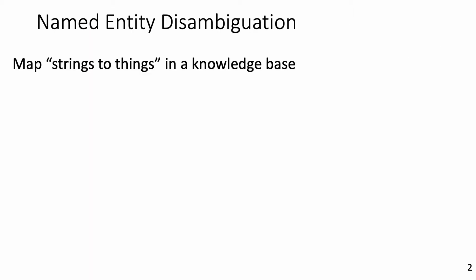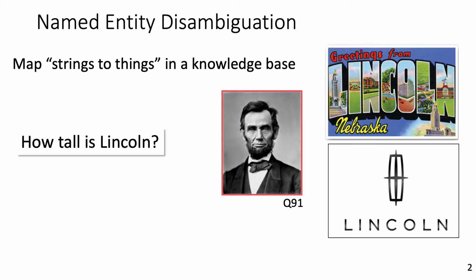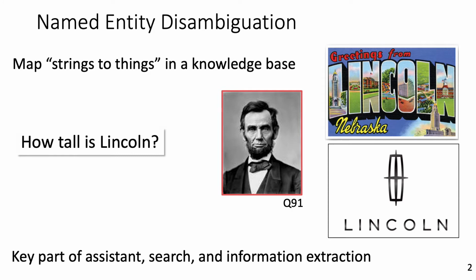Named entity disambiguation is the process of mapping from strings to things in a knowledge base. For example, if you asked your personal assistant how tall is Lincoln, the assistant would need to know that the mention Lincoln refers to Abraham Lincoln, not the city in Nebraska or the car company, to answer the question correctly. Now, this process of determining the entities that participate in text is a key part of downstream applications like personal assistants, search, and information extraction that are used by millions of users every day.